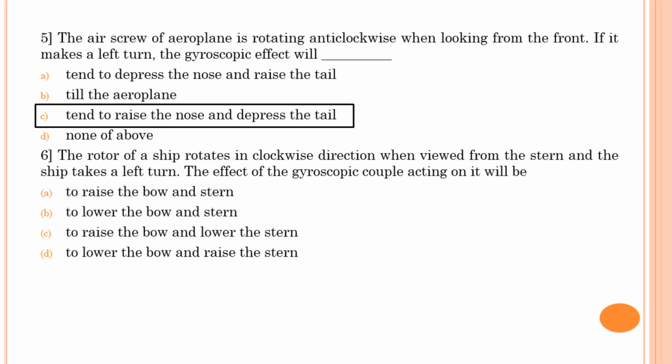Next, the rotor of a ship rotates in clockwise direction when viewed from the stern and the ship takes a left turn. Now a problem based on a ship is asked for turning. Consider a ship, the rotor is rotating in clockwise direction when viewed from the stern, that is the rear end, and the ship takes a left turn. The effect of the gyroscopic couple acting on it will be to raise the bow and stern, to lower the bow and stern, to raise the bow and lower the stern, or to lower the bow and raise the stern.